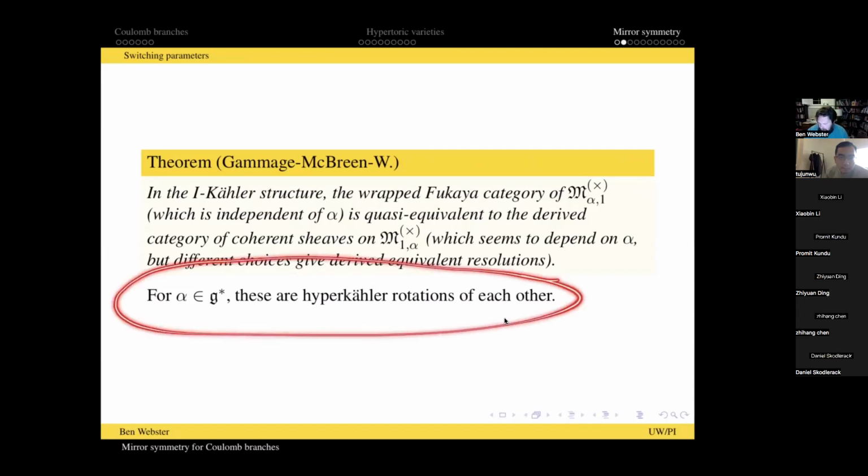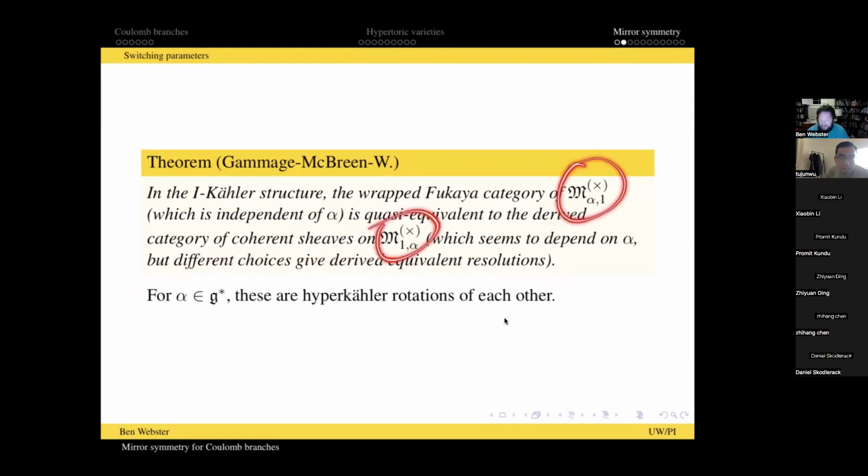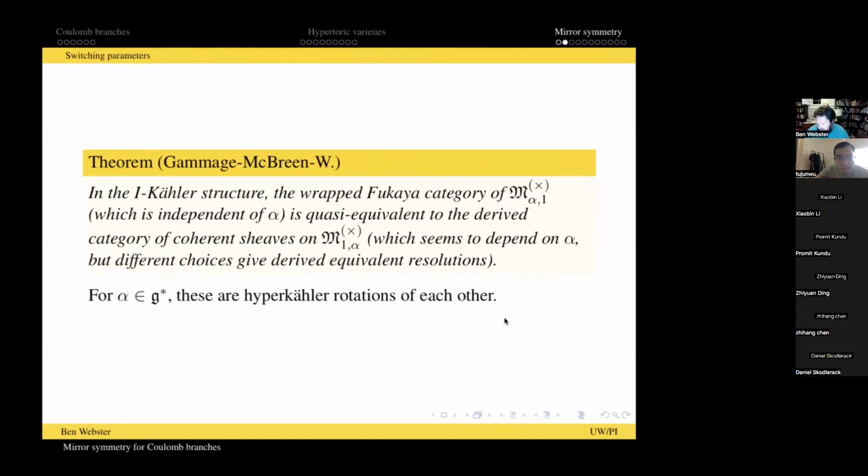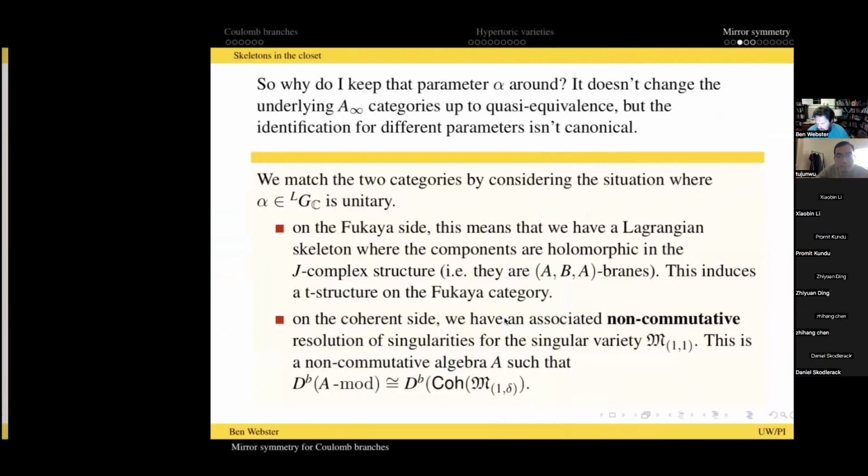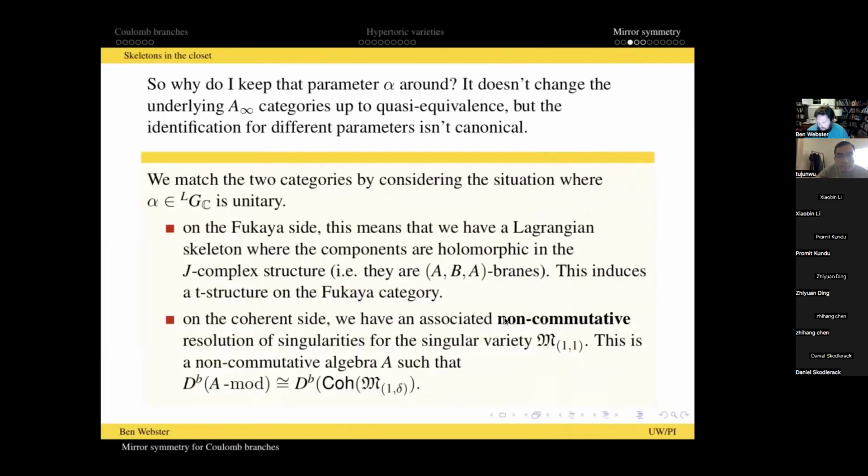And I'll just note here, for alpha chosen correctly, these two guys are hyperkähler rotations of each other. They're literally the same manifold with a hyperkähler structure, and I'm just rotating how I view it. All right, so I have this parameter alpha, which should be kind of unnecessary. It doesn't change what the underlying categories are.